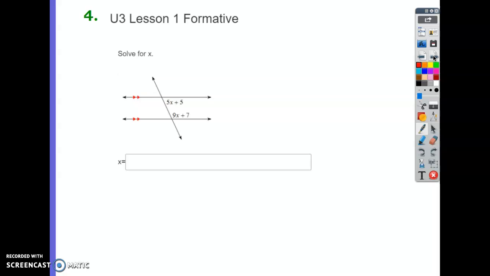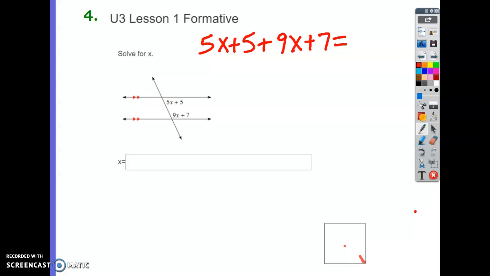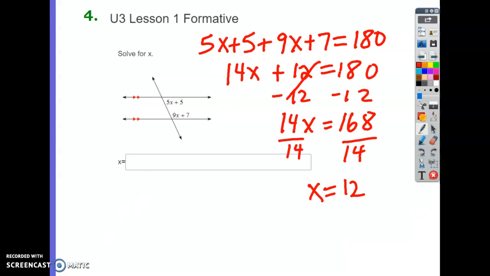And the last one, number 4. These angles are consecutive. These are consecutive interior angles, and they are supplementary. They are not equal. So that means when you write your equation, and this is the geometry, and this is the important part, they don't equal each other. They add up to 180. So I'm going to pause and finish that. So we get x equals 12, and there's your answer.